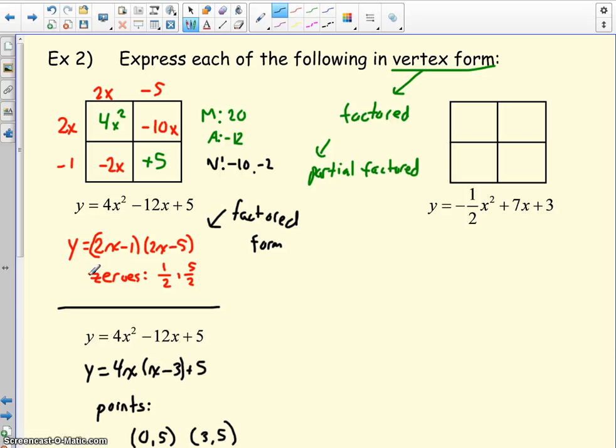I could find the axis of symmetry, the optimal value, find the vertex. I have my a value already because I started with standard form, so my a value in vertex form would be 4, so I could create vertex form with only a couple steps from there.